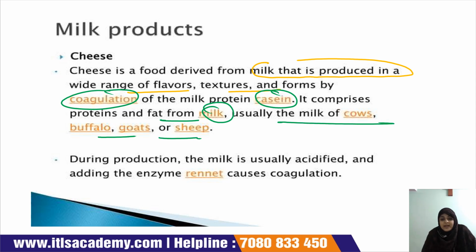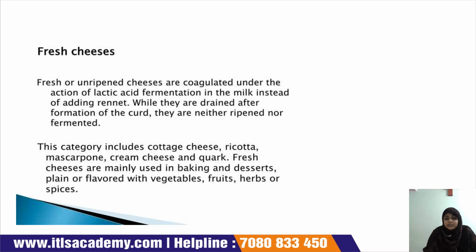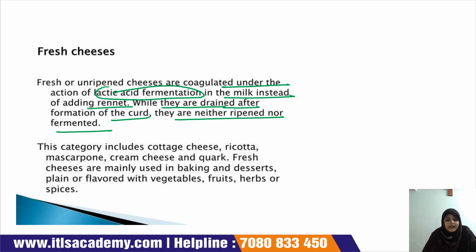During the production of cheese, the milk is usually acidified and the enzyme rennet is added, which causes coagulation. Fresh cheese, or unripe cheese, is coagulated under the action of lactic acid fermentation in the milk instead of adding rennet. While they are drained after the formation of the curd, they are neither ripened nor fermented.